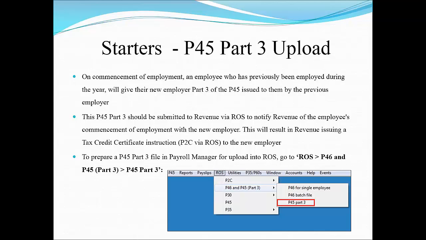On receipt of the starter information into ROS, this will then prompt Revenue to issue a new tax credit certificate for you, so a P2C file for you, which will come into you, again, which you can then export into your software. So where you do have a starter in Thesaurus Payroll Manager, you can prepare a P45 Part 3 file for upload into ROS by going to the ROS menu, the P46 and P45 Part 3 option, and selecting P45 Part 3.